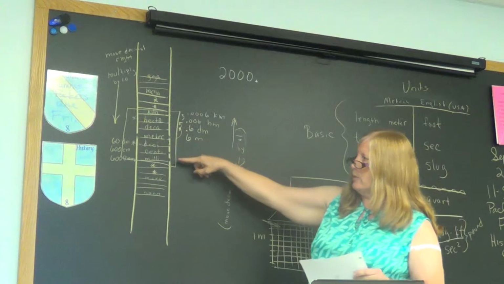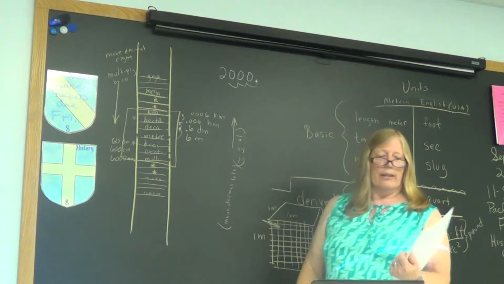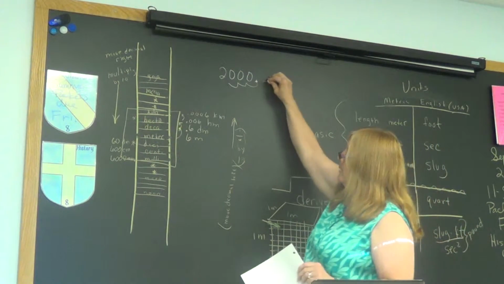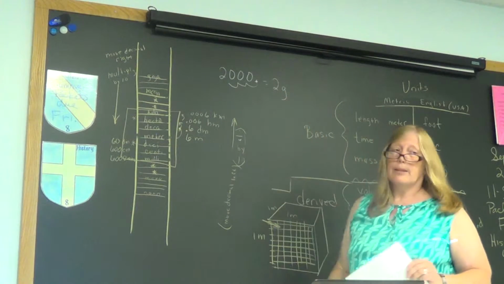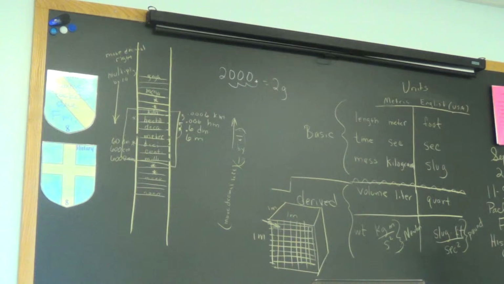And because it was 3 rungs on the ladder, we'll move it 3. So we actually have divided by 1,000 and we get 2 grams. So you see how simple the metric system is. Is our English system as simple as that?